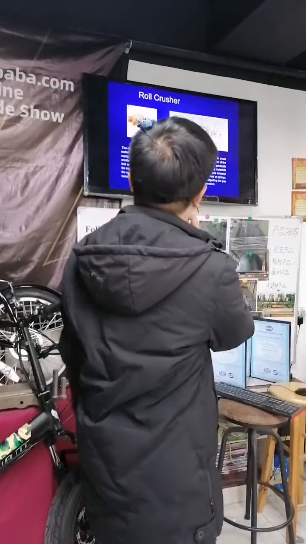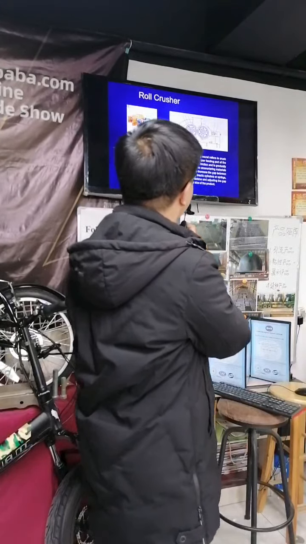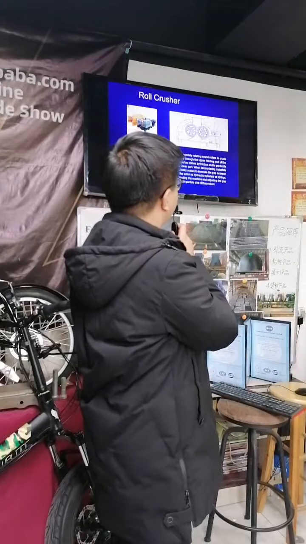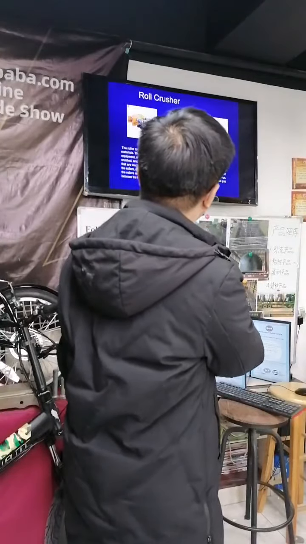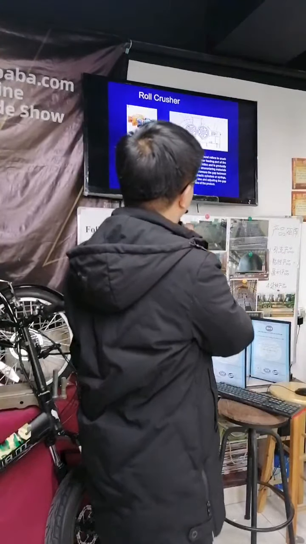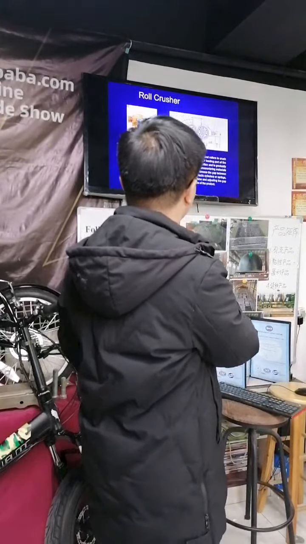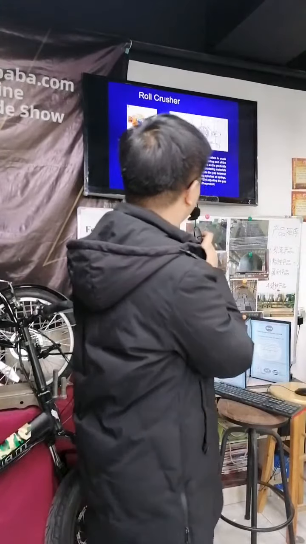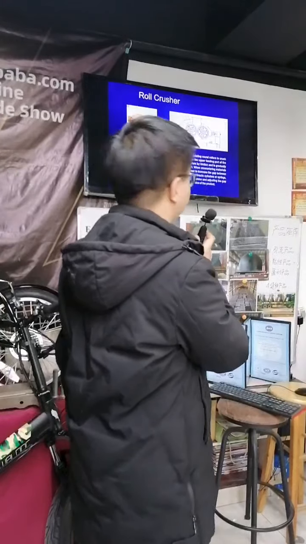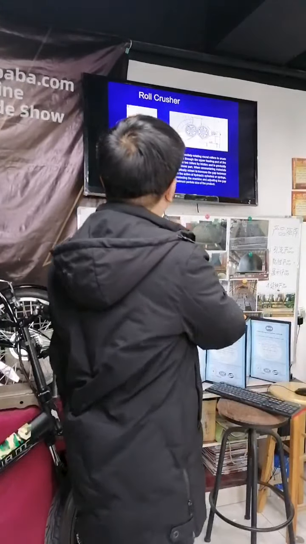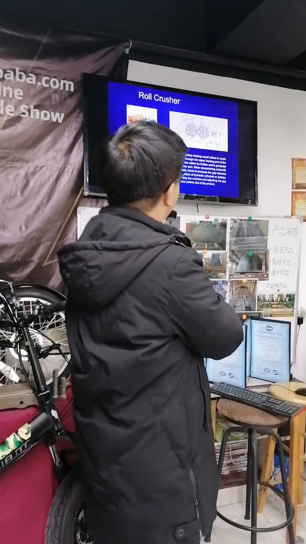Next one is the roller crusher. The roller crusher uses one pair or two pairs of slowly rotating round rollers to crush materials. The material falls between the two rollers through the upper feeding port of the equipment, and is brought into the gap between the two rollers by friction, and is gradually crushed. And then the finished material leaks from the lower part.